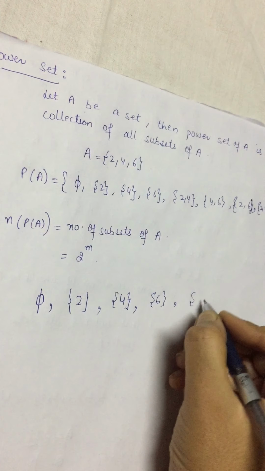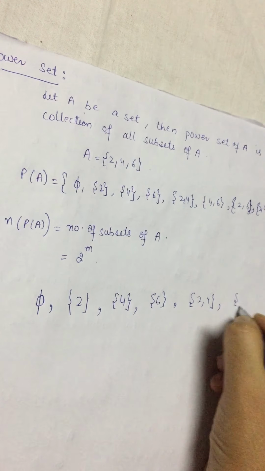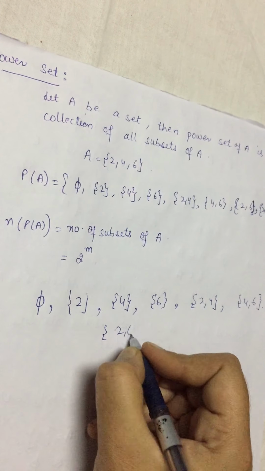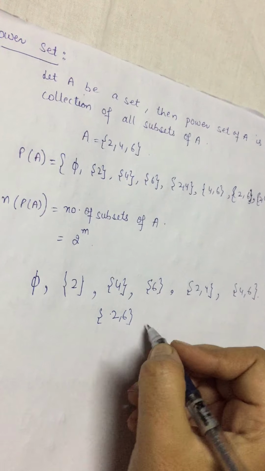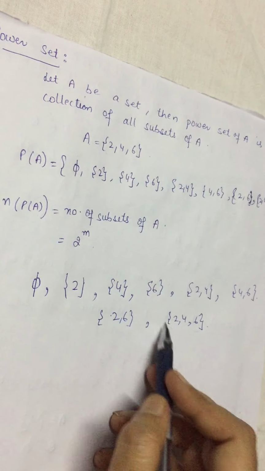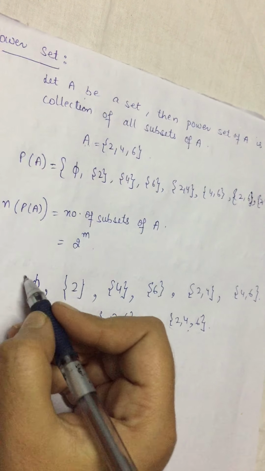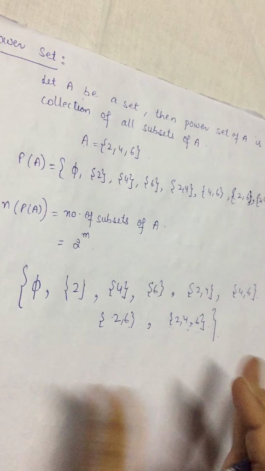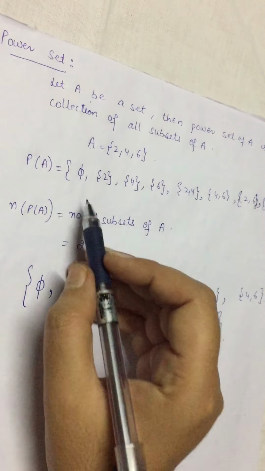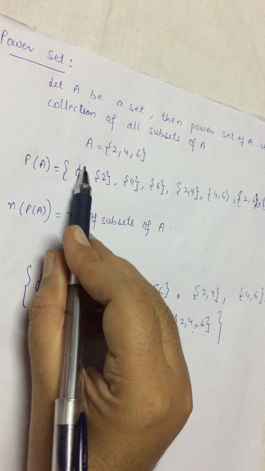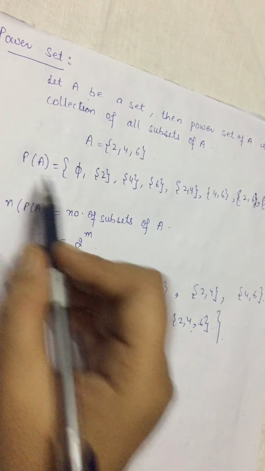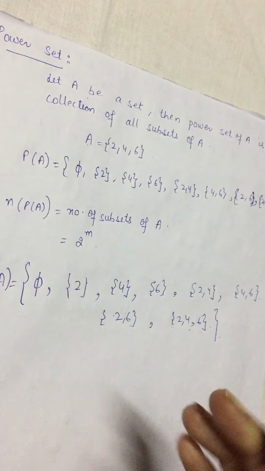Then if I take 2 elements, 2 and 4, or 4 and 6, or 2 and 6, these are also subsets. Next, if I take the whole set, by the second property, A is a subset of A. So if I put all these sets into curly brackets, then it will form a power set. So power set is a collection of all the subsets of A. So this is the power set of A.